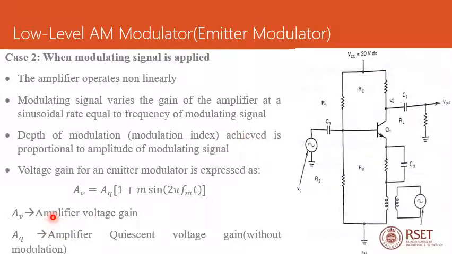So the voltage gain for an emitter modulator is expressed as AV is equal to AQ into 1 plus M into sine 2 pi FM into T, where M is equal to EM by EC, where EM is the amplitude of the modulating signal and EC is the amplitude of the carrier signal, and sine 2 pi FMT, where FM is the frequency of this modulating signal.